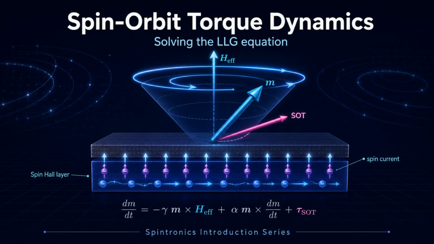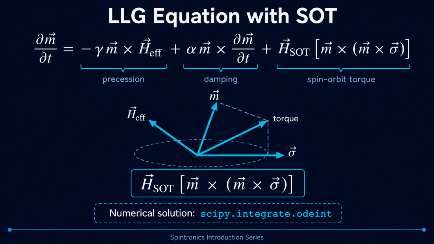Our final simulation tackles magnetization dynamics. We'll solve the Landau-Lifshitz-Gilbert equation with a spin-orbit torque term to see how SOT can switch magnetization. The LLG equation describes how magnetization precesses and relaxes. The first term gives precession around the effective field at a rate set by the gyromagnetic ratio gamma. The second term with damping alpha causes relaxation toward equilibrium. The SOT term adds a torque from spin current that can drive magnetization away from equilibrium. The cross products determine torque directions. We use SciPy's odeint to solve this system of coupled differential equations.